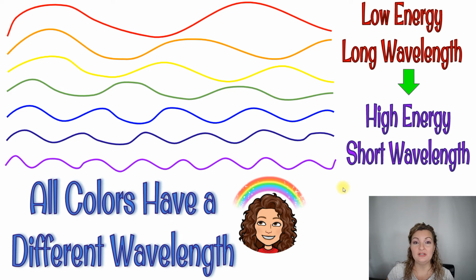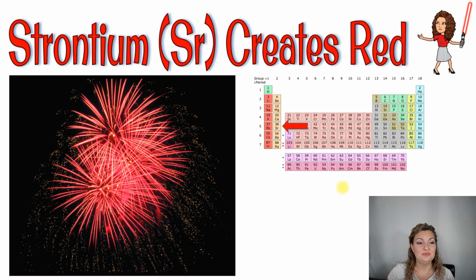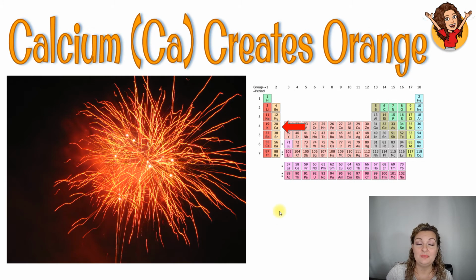So let's talk about what substance makes what wavelength, or in other words, what color. So we have strontium. Strontium is Sr from the periodic table, and it creates red. So you're going to see a beautiful firework like this in the sky, and I put right here on the periodic table where you can find strontium. It is number 38. Calcium is going to be the one that creates orange. That's Ca on the periodic table, and it is number 20.